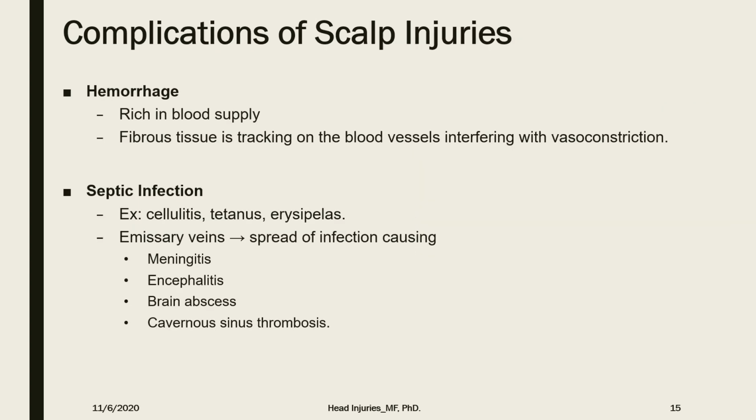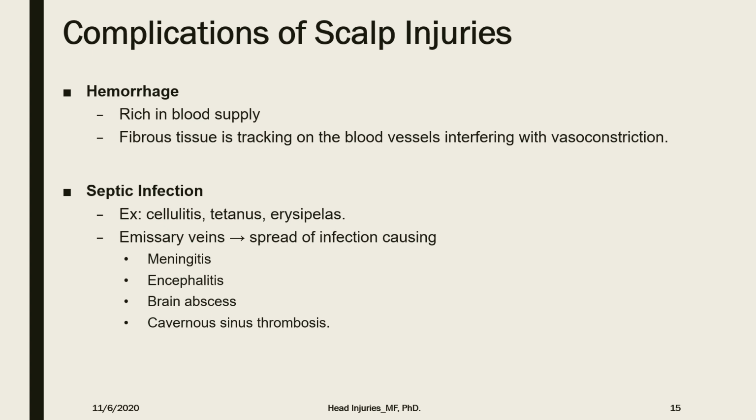Complications of scalp injuries. Of course, number one would be hemorrhage. The scalp is a very rich organ with blood supply, so it is very common to have profuse bleeding that may lead to shock if it is not stopped. Also, the fibrous tissue in the scalp structure causes traction on the blood vessels, which interferes with vasoconstriction and the stoppage of the bleeding. The second complication would be septic infection, especially cellulitis, tetanus, and erysipelas.